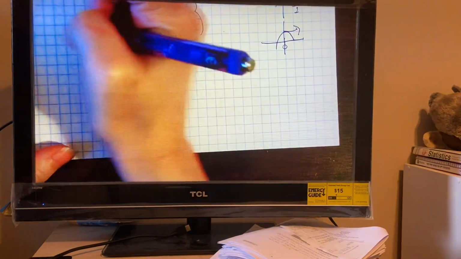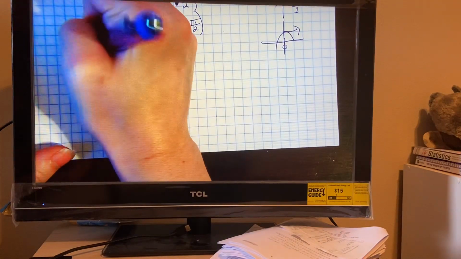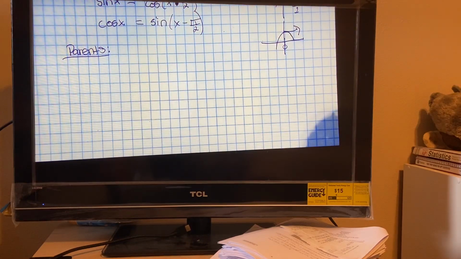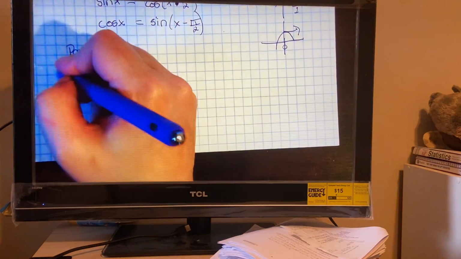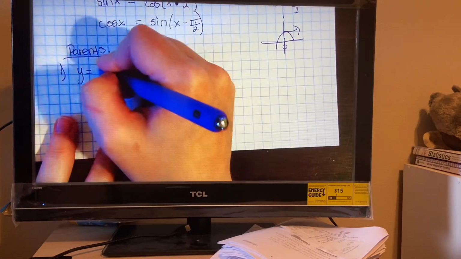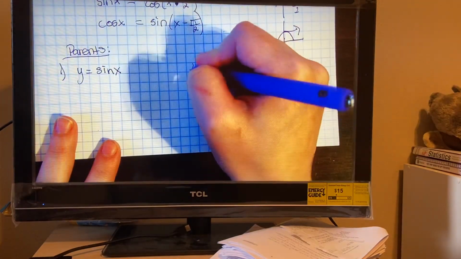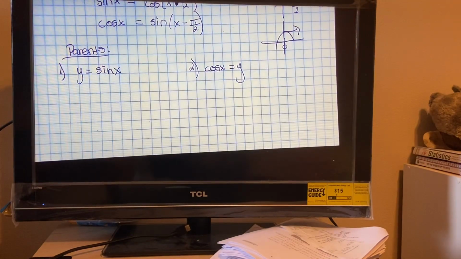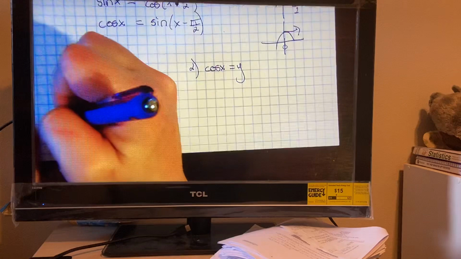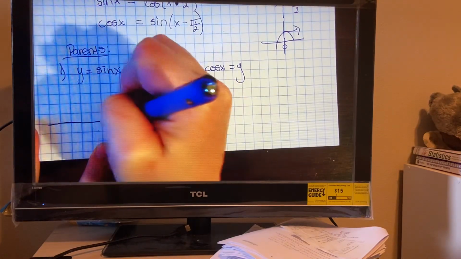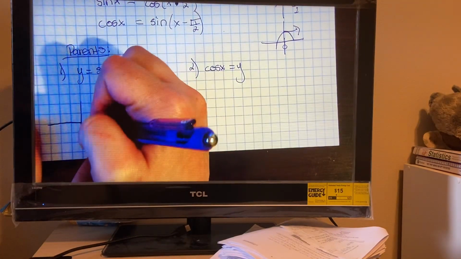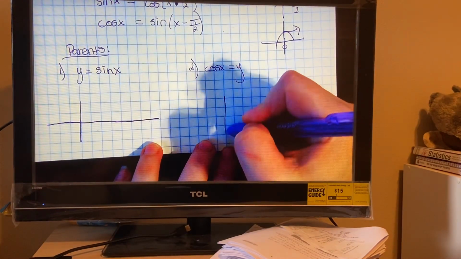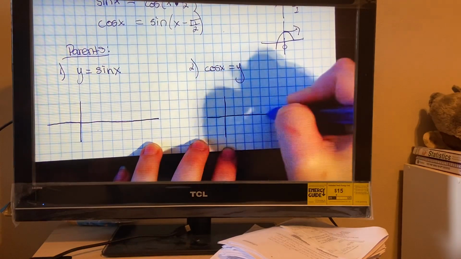Okay, so parents. First and foremost is going to be the sine one for me, just because. So I'll do y equals sine x, and then the second one I'll do is the cosine. For sine I need a graphing plane, obviously, so I will make one. Not going very far to the left. And then I want my cosine.